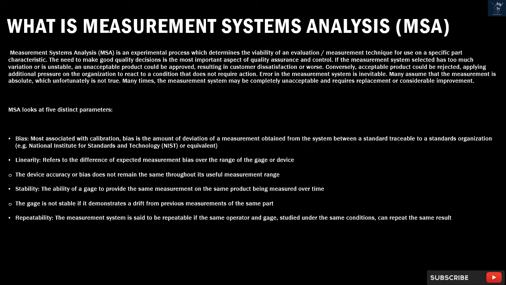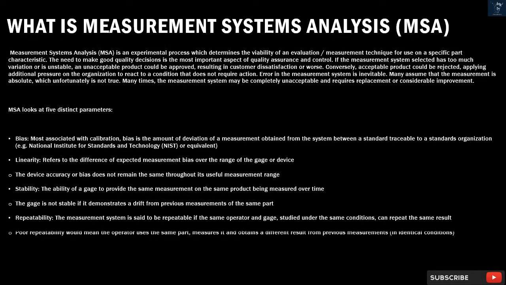Bias. Most associated with calibration, bias is the amount of deviation of a measurement obtained from the system between a standard traceable to a standards organization, e.g. National Institute for Standards and Technology, NIST, or equivalent. Linearity refers to the difference of expected measurement bias over the range of the gauge or device. The device accuracy or bias does not remain the same throughout its useful measurement range.